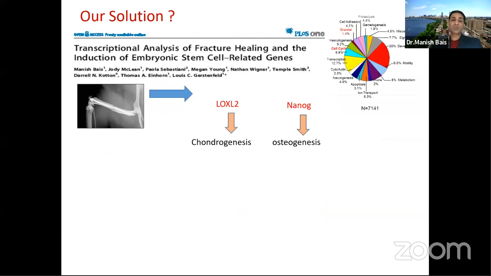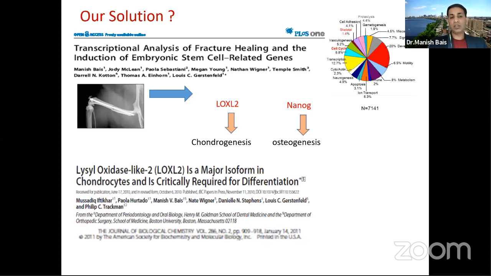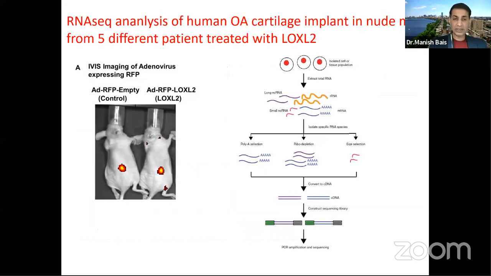We did fracture healing studies in which we made a fracture in the mouse, and we found that certain genes are upregulated and certain genes are downregulated. One such gene was LOXL2, and we found that LOXL2 expression increases with healing. Then we evaluated it in other studies. When we inhibited LOXL2 in the in vitro system, we found that the chondrogenic lineage is completely affected, meaning that it has some role in chondrogenic differentiation.